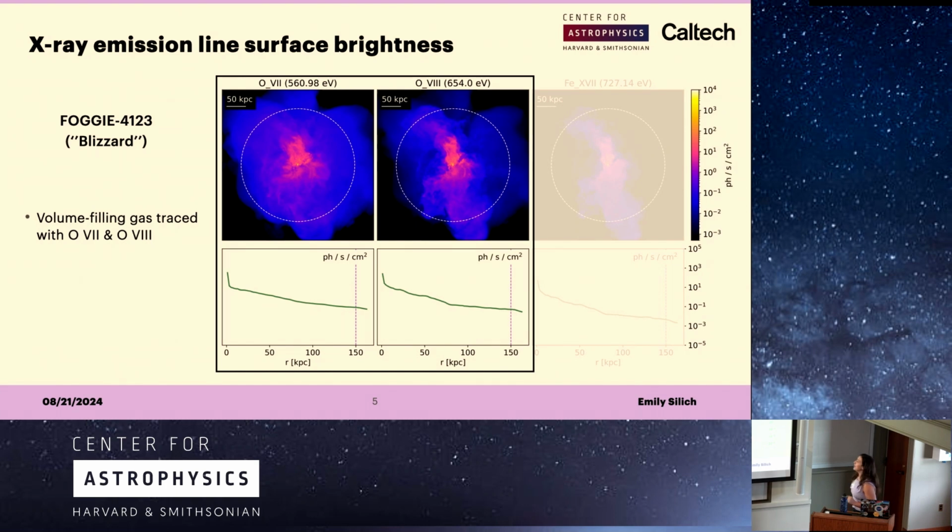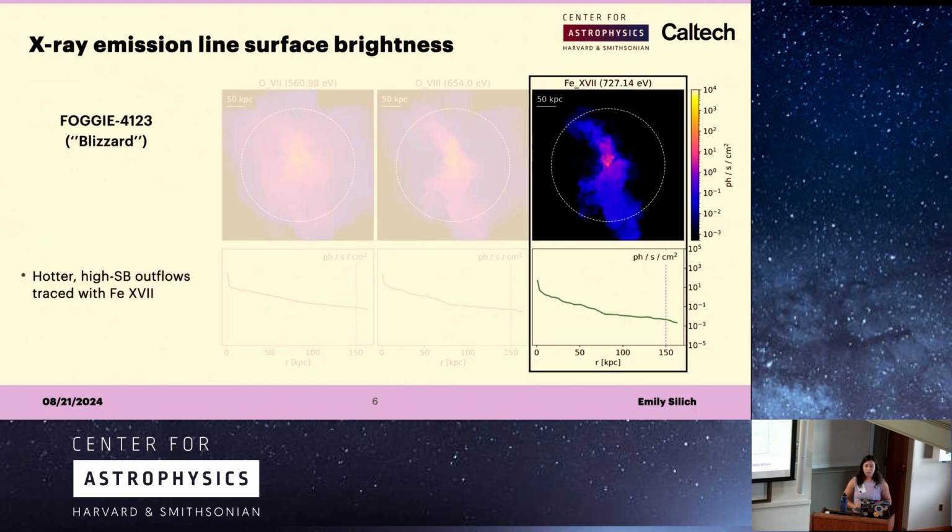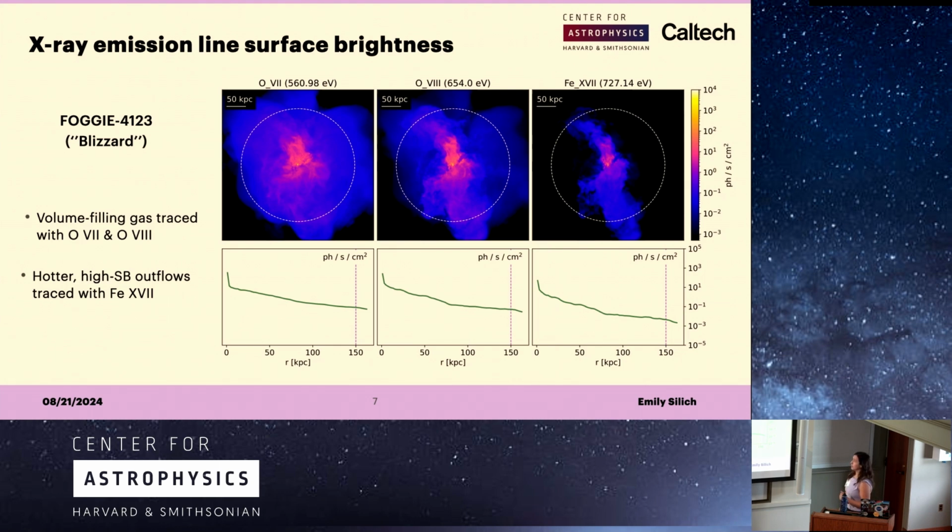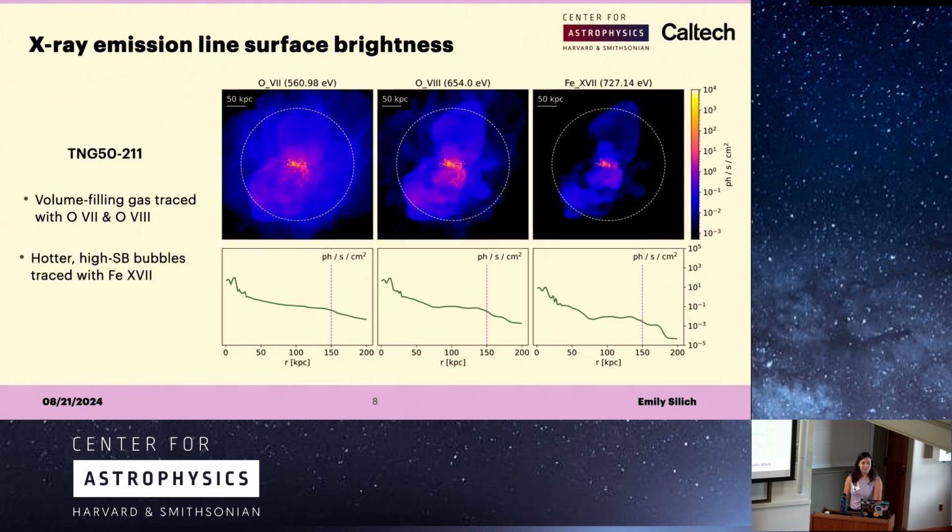Some interesting things to note here are that in O VII and O VIII, the lower energy X-ray emission lines, you can see that you're really probing this volume-filling gas out to several hundred kiloparsecs. Whereas if you look with, for instance, Fe XVII, you're tracing these very hot, higher velocity and very high surface brightness outflows associated with the feedback in the galaxy itself. And so the emission line that you're actually using to probe the surface brightness or the morphology is going to make different predictions for what your galaxy is going to look like. And this holds true in other galaxies in the sample as well.